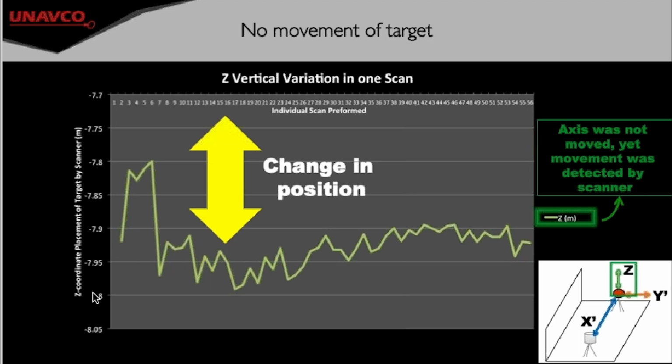This is a graph of our Z vertical axis at 1 scan position. The scanner picked up 20 centimeters of variation, even though we did not move our target at all in the vertical axis. You can notice that most of the variation is in the first few scans, while in the last scans it seems to level off. We think it would be wise for researchers to take several preliminary scans before taking scans that they'll actually use in their work.